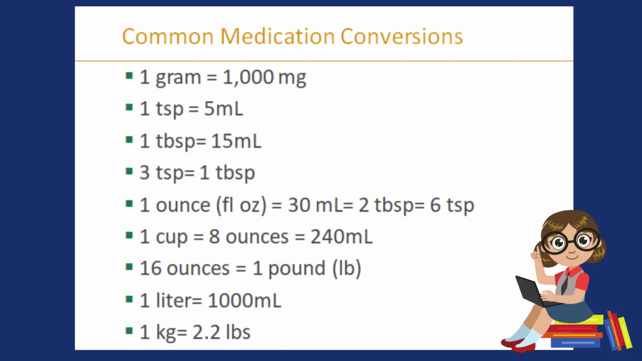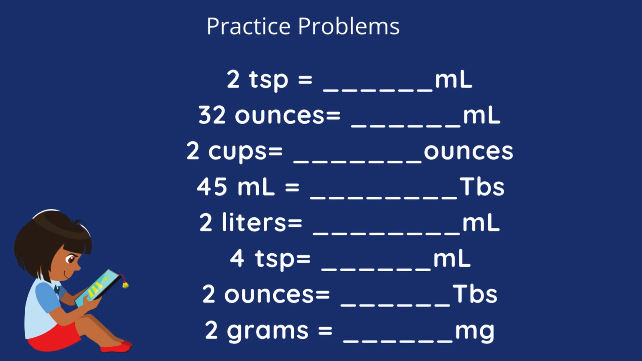16 ounces equals 1 pound. 1 liter is equal to 1,000 milliliters. So if I am getting 1 liter of IV fluid, that is equal to 1,000 milliliters. And 1 kilogram is equal to 2.2 pounds. So this is a super, super important conversion chart you need to memorize. So let's go to some practice problems.